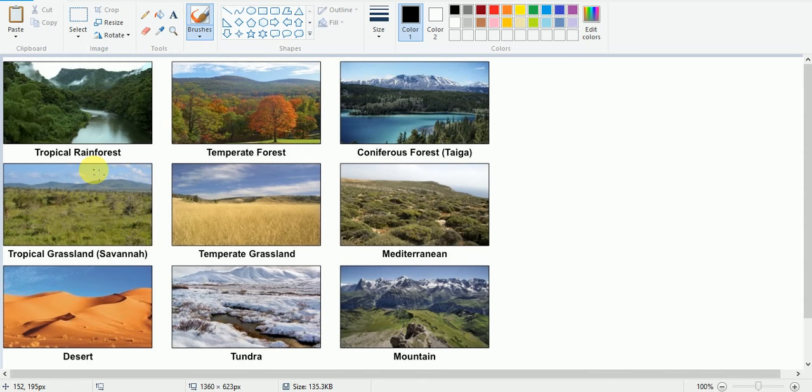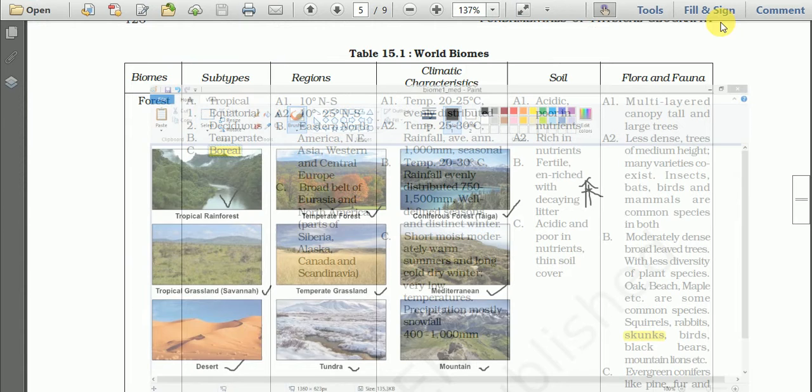See this photograph. Here we have the tropical rainforest. This is a photograph showing temperate forest. And this is taiga forest, coniferous, with a conical shape like this. This is tropical savanna, then temperate grassland, then Mediterranean, desert, tundra, and mountains. So these are different types of biomes.